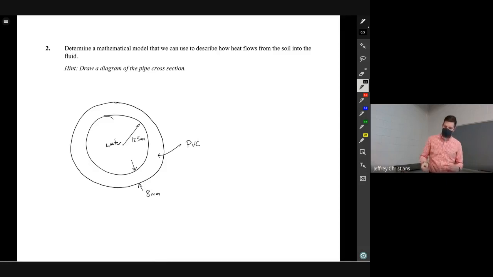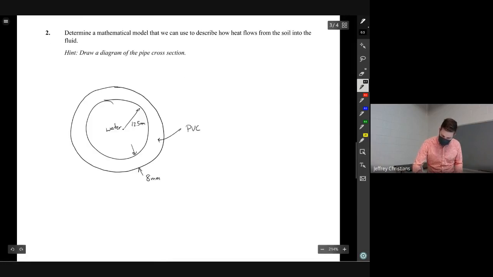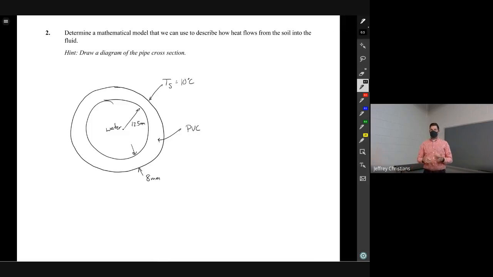And in this case, we know that the surface is 10 degrees C. Basically what we're saying there is the PVC pipe has relatively low thermal conductivity. The soil has relatively high thermal conductivity. So it's going to be pretty easy for heat to move through the soil, but it's going to be slow for heat to move through the pipe. So it's reasonable to say that the outside of the pipe is probably a constant temperature, because that's probably the slow point.